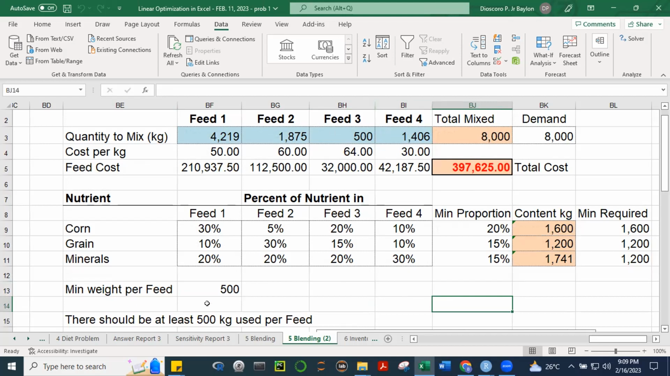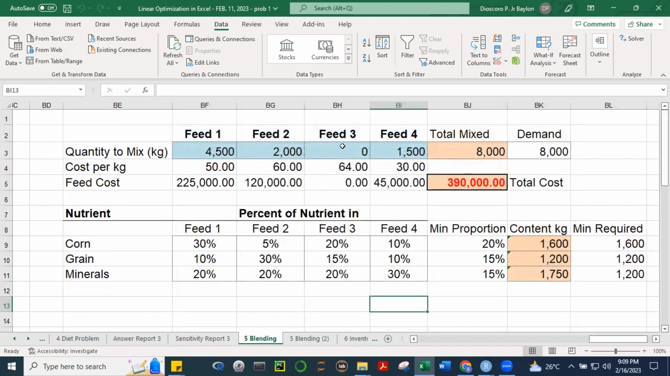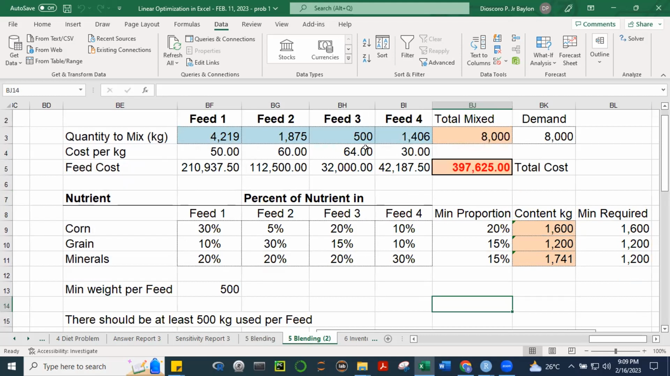When I saw the solution, I immediately thought, oh, why? Why no feed 3? It was because it was the highest in terms of cost, and we were minimizing the cost. But if there was a constraint to make use of this also, in order to, let's say, prevent any loss of feed 3 because of expiry, then that's a very relevant constraint to put in.